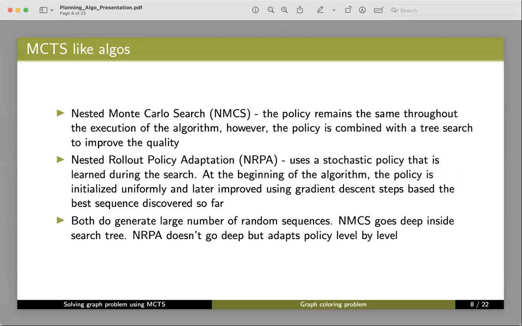So let's consider Monte Carlo search-like algorithms. At the beginning, we consider the first main algorithm that we will use in the future. The first is nested Monte Carlo search. The main idea is that the policy remains the same for the execution of the algorithm. However, in the nested rollout policy adaptation algorithm, the policy is learning during the search. So let's consider another algorithm that we can use. Next slide, please.